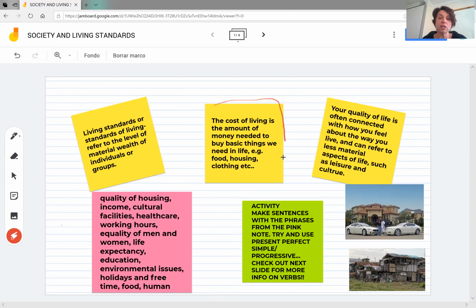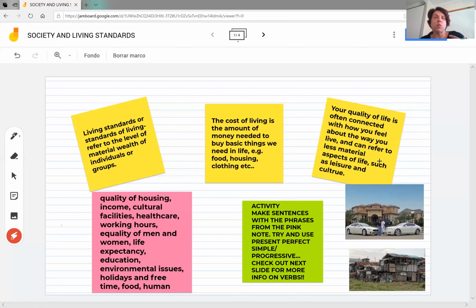If you're looking here at the cost of living, it is the amount of money needed to buy basic things. So, for example, the cost of living includes house, food, clothing, electricity, medical bills. That is the amount of money it costs us to live. And the third variant is the quality of life. So your quality of life is connected with how you feel about the way you live. And it refers to less material aspects of life, such as leisure and culture.